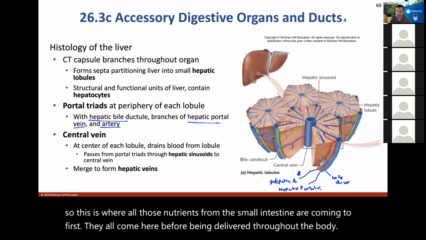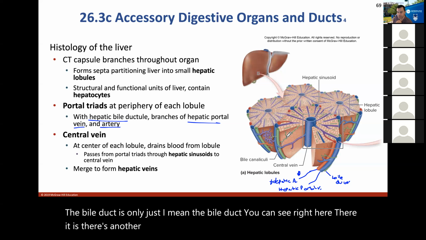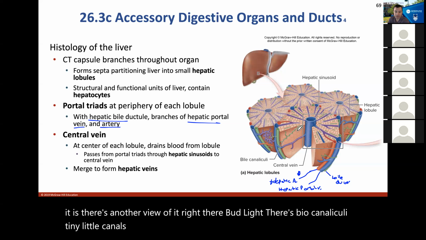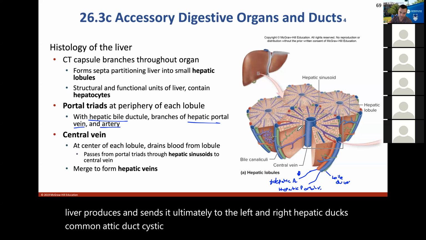The bile duct is only the bile duct, you can see right here. There it is. There's another view of it right there. Bile duct. There's bile canaliculi, tiny little canals, right? That bile duct, all it does is collect the bile that the liver produces and sends it ultimately to the left and right hepatic ducts, common hepatic duct, cystic duct, gallbladder.